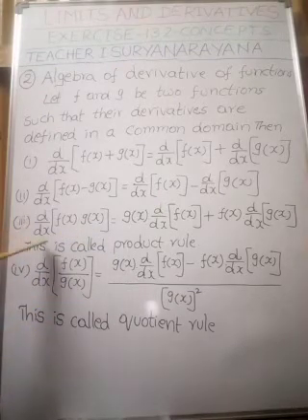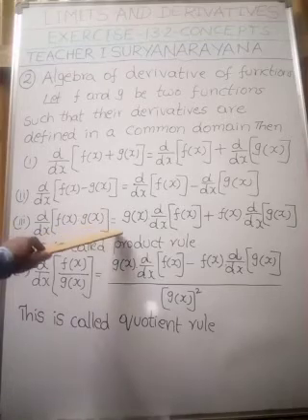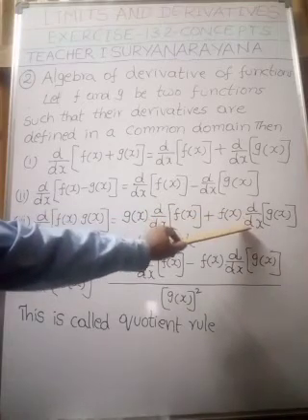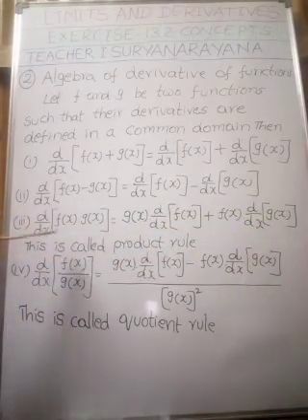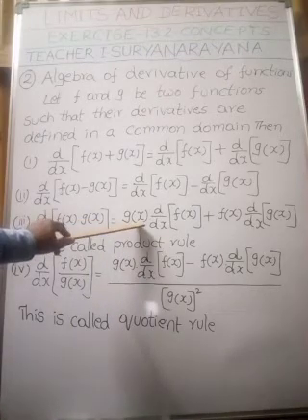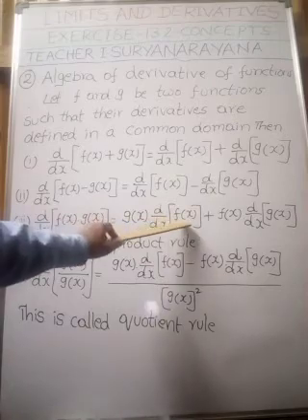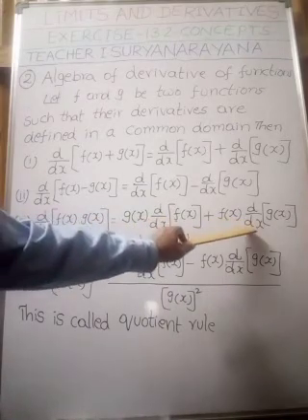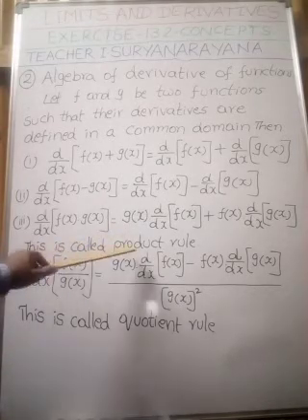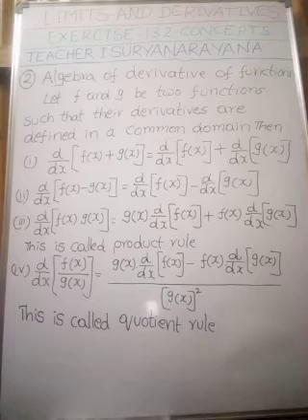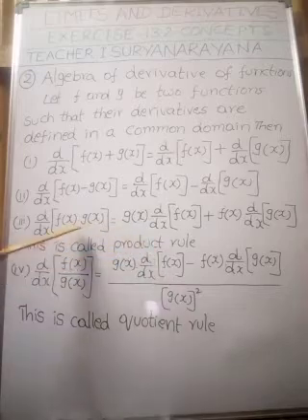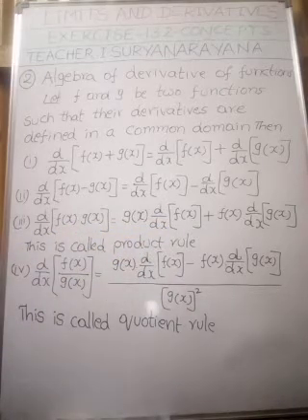We use this formula very frequently in exercises. D by dx of f of x into g of x is equal to g of x into d by dx of f of x plus f of x into d by dx of g of x. F of x means the first function, g of x means the second function. It is equal to second function into derivative of first function plus first function into derivative of the second function. Understood this point. This is called the product rule. Throughout this chapter, you should remember, product rule means this formula only.